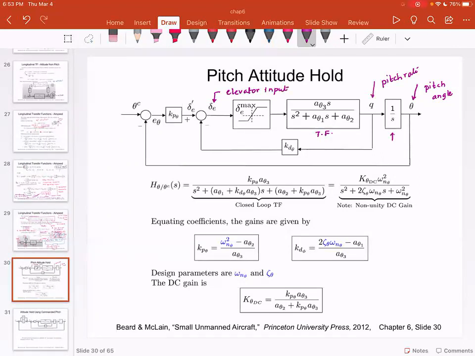Pitch rate when integrated, this is an integrator. When pitch rate is integrated, you get the pitch angle. And on this pitch rate, what we have is a sort of a derivative gain, and that is actually fed back to the elevator command. And again, we have a proportional gain over here. That is going to be acted upon on the difference between the commanded pitch, this is the commanded pitch, and this is the actual pitch. So this is exactly similar to the form of the roll control loop.